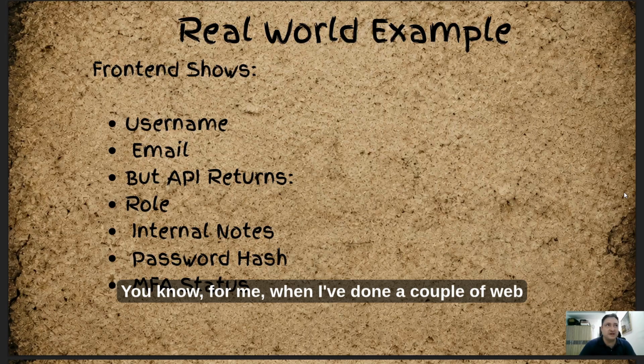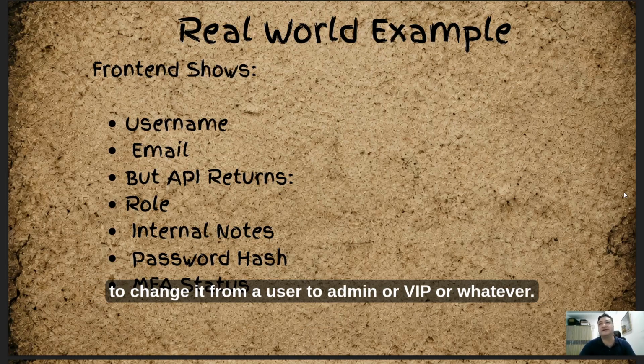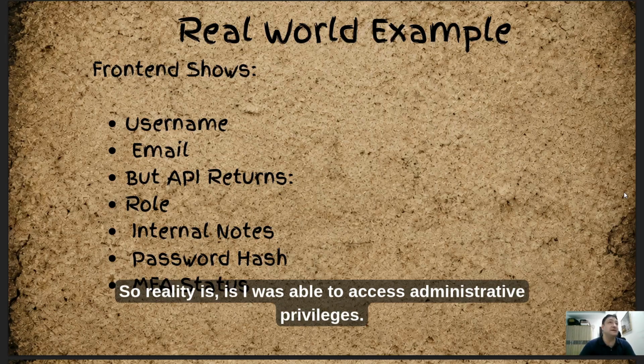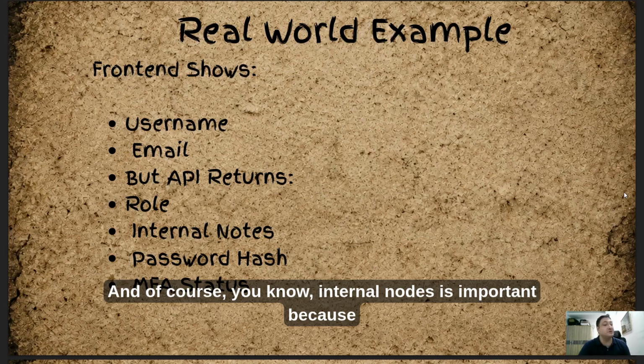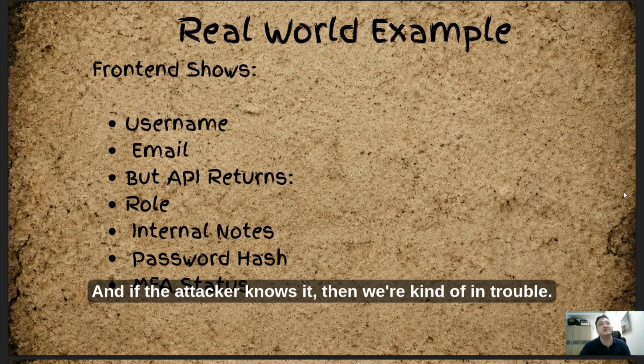For me, when I've done a couple web application challenges where there's a role, and I'm able to change it from a user to admin or VIP or whatever, it's actually really interesting because a lot of times the APIs are too trusting. So really, the reality is I was able to access administrative privileges. So you got to be really mindful of that. And of course, internal notes is important because maybe they're like a bad customer or maybe there's something important that needs to be known. And if the attacker knows it, then we're kind of in trouble.